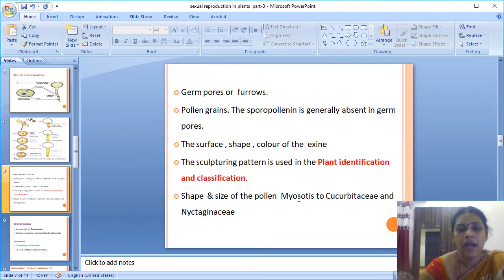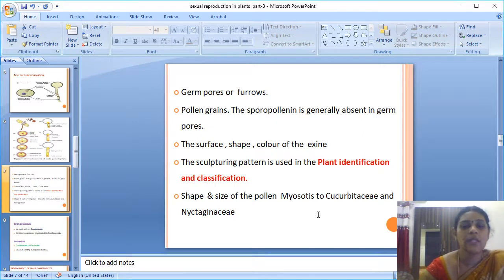you have to read Myosotis. This Myosotis is one plant. In this plant, you can see very small, very minute pollen, about 10 micrometer. If you see the Cucurbitaceae or the Nyctaginaceae family, in the Nyctaginaceae and Cucurbitaceae families, pollens of 200 micrometer will be present.